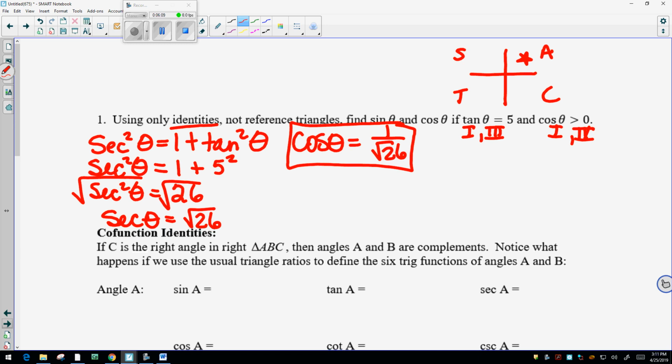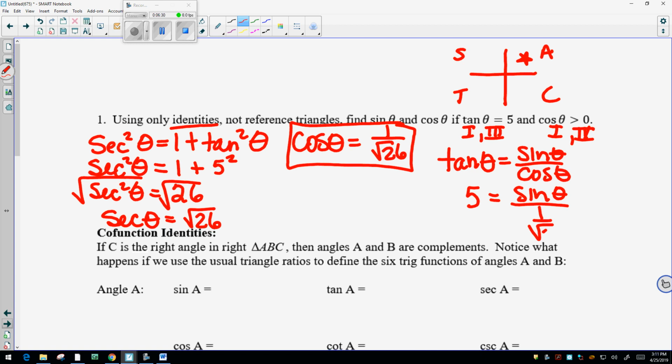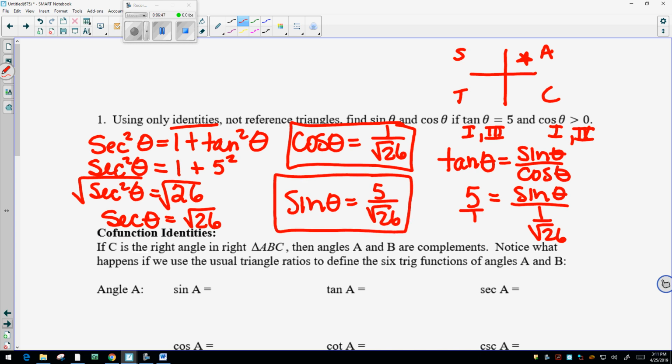So I could go back to that idea that I know what tangent is using those quotient identities. I know tangent is equal to sine over cosine. And since we know tangent is 5, I don't know sine, so I'm trying to find sine of theta. I know cosine right now is 1 over the square root of 26. And if I were to solve, think cross multiply, also think with fractions, tops of tops, bottoms of bottoms, that's going to show you that sine of theta is going to be 5 over the square root of 26. Now, you could do this with reference triangles, but you can also do this with identities. So it's just a different way of solving for missing parts of triangles.